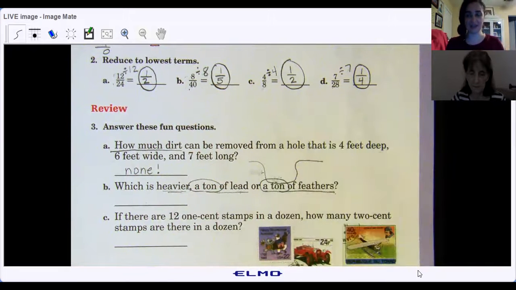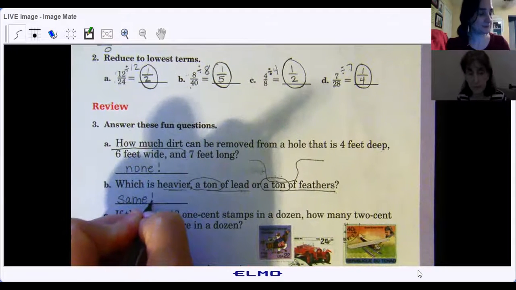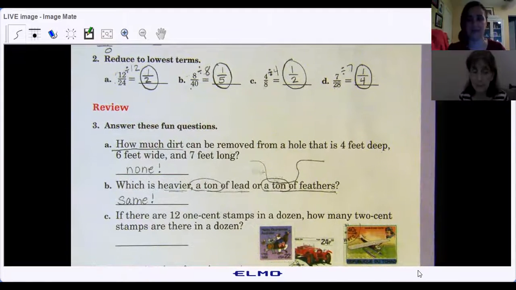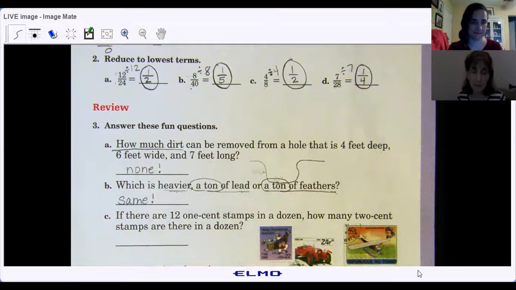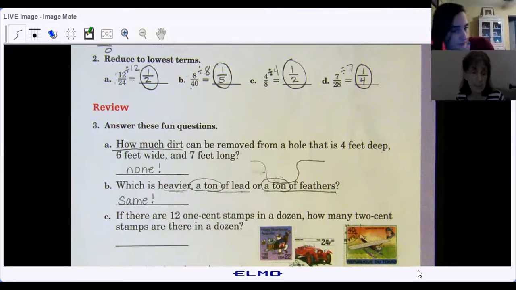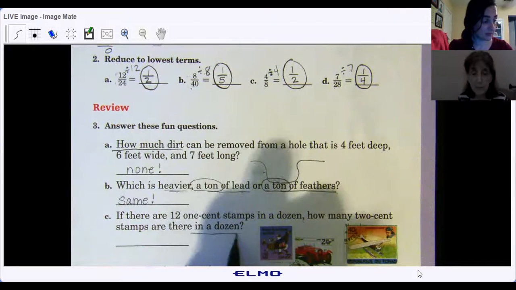Most of you are going to say a ton of lead. But guess what? They're both a ton, so they're both the same. You're going to have more feathers to make a ton than you're going to have lead. But they're both the same. A ton is a ton. It doesn't say how much. It says which is heavier. Heavier, right. If there are 12 1-cent stamps in a dozen, how many 2-cent stamps are there in a dozen? How many things are in a dozen?